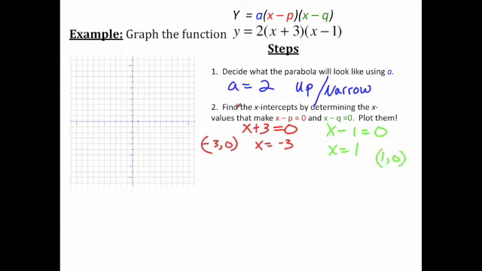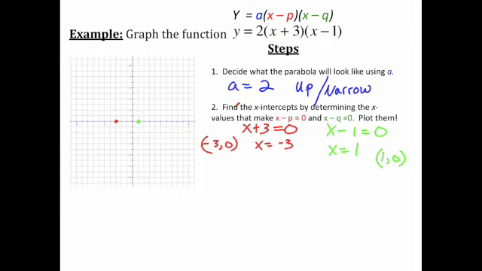Sometimes I just let my kids know that these are x-intercepts so they can just plot them on the x-axis when they get them. But this is really why we're allowed to, because they do make an input-output relationship on the x-axis. So I'm going to plot negative 3, 0. I'm also going to plot 1, 0.